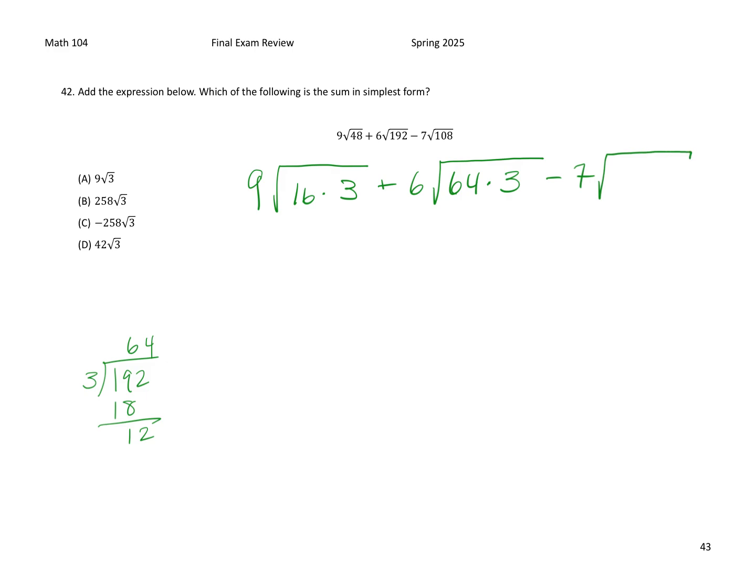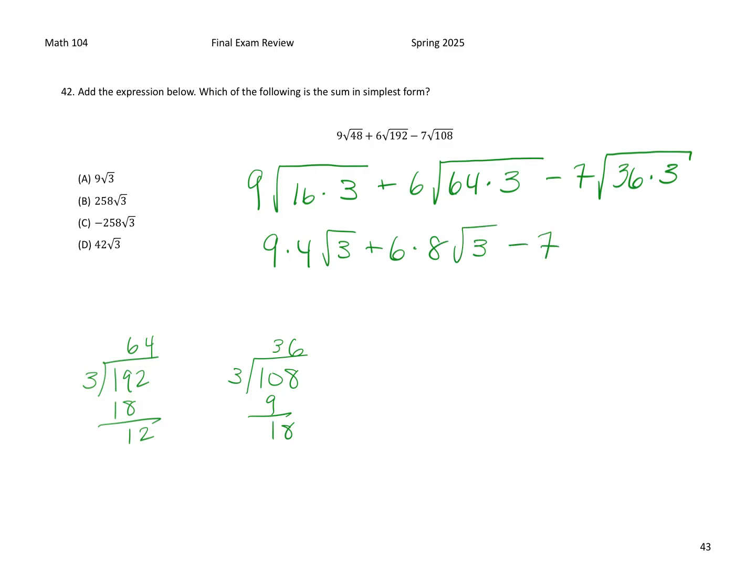And then 108, I believe that 3 goes into that as well. So I can do 108 divided by 3, 36 times 3. And then take the square root of the perfect squares. So this is going to be 9 times 4 root 3 plus 6 times 8 root 3 minus 7 times 6 root 3, which is 36 root 3 plus 48 root 3 minus 42 root 3.